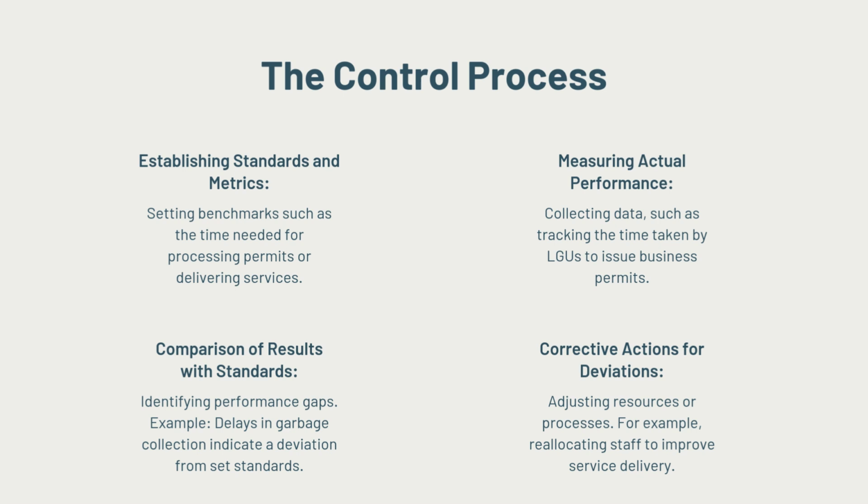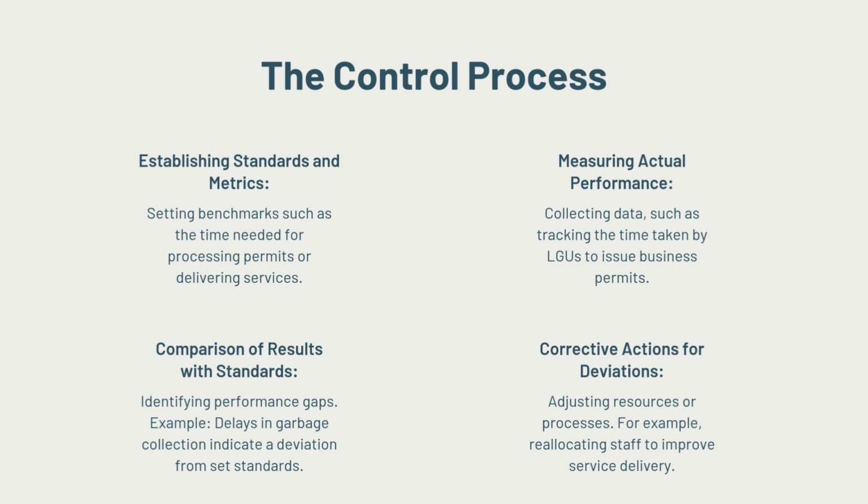Once we have established these standards and metrics, we move now to measuring how well we are performing. For instance, how many housing units have actually been built in the first 6 months? And are we meeting the targets? This represents the second step where we measure our actual performance.